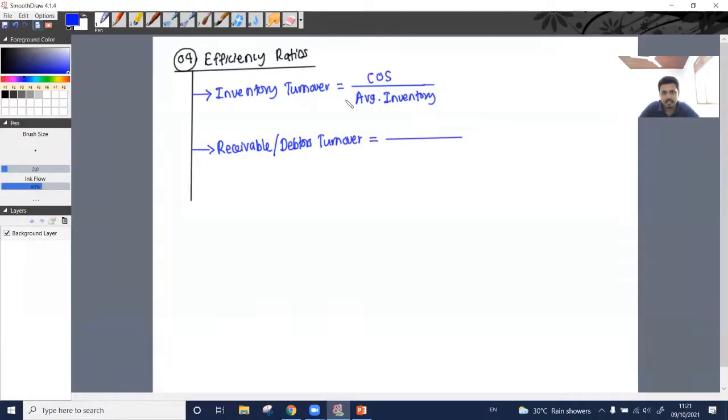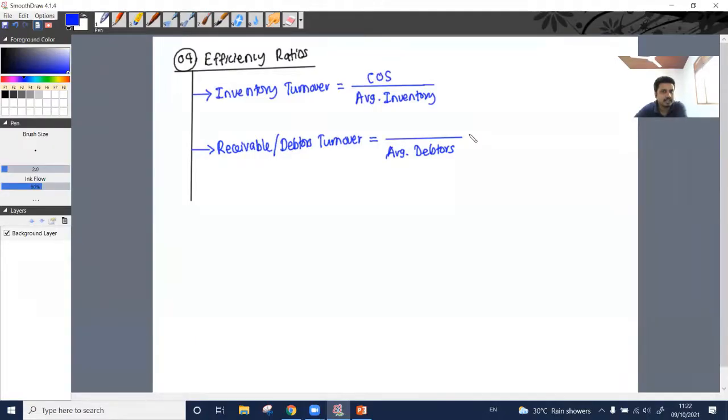Debtors turnover, like what we have considered here when computing inventory turnover, average inventory. Therefore, what we should consider here? We need to consider average debtors. Average debtors. What should be in the numerator? Why do debtors arise? How the debtors incur?